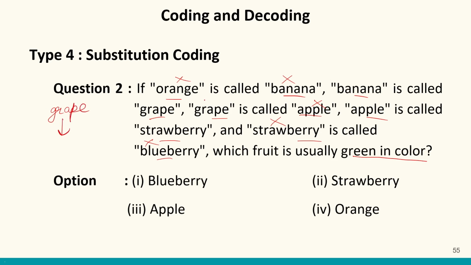But over here, grape is substituted by the word apple. This is the substitution. Grape is called apple. So apple is the word that is used to denote grape. Substituted word. So my answer will be option number 3, apple.